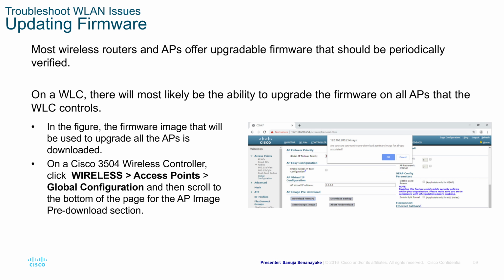In the figure on the right hand side, the firmware image that will be used to upgrade all the APs is downloaded. On the Cisco 3504 wireless controller, you can go to the Wireless section from the tabs up here and go to Access Points on the left hand side menu. On the Access Points submenu, you can click on the submenu item Global Configuration and then scroll to the bottom of the page for the AP Image Pre-download section. From there, you can upgrade the APs' firmware.